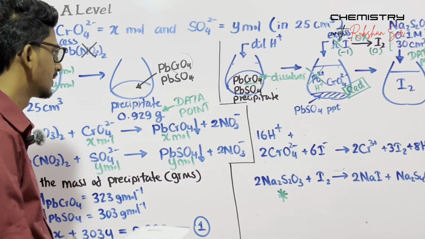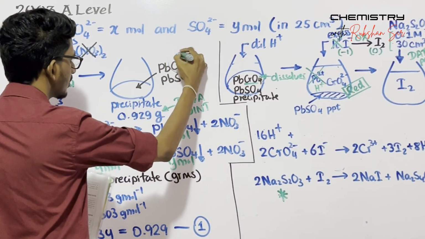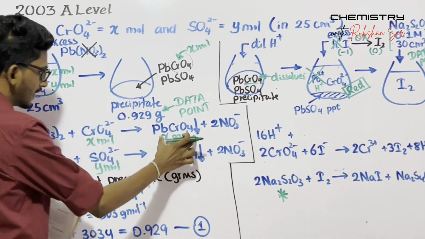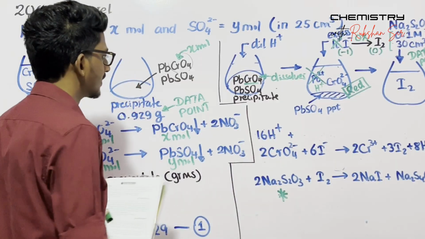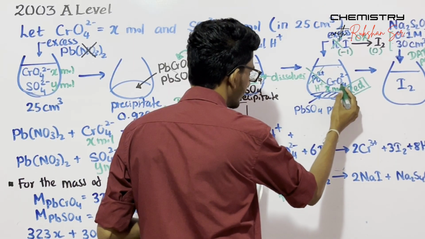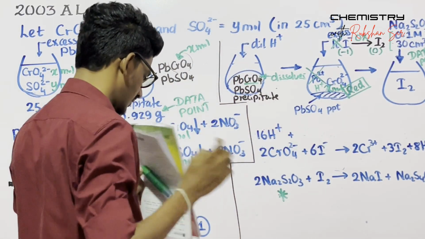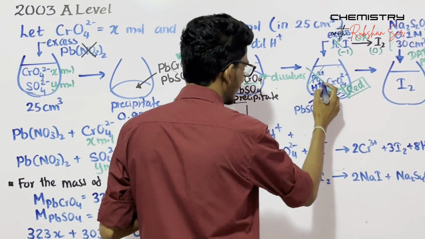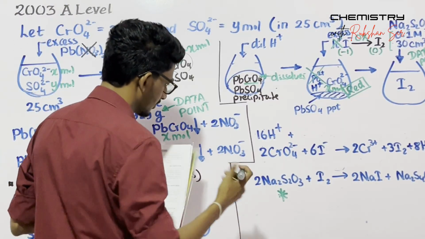So what will happen? Here the chromate amount is X moles, right? From X moles of chromate, X moles of lead chromate has been produced. So the chromate amount here is X moles. So here as well you have some X moles of chromate, right? And the H plus. Chromate amount is X moles here.